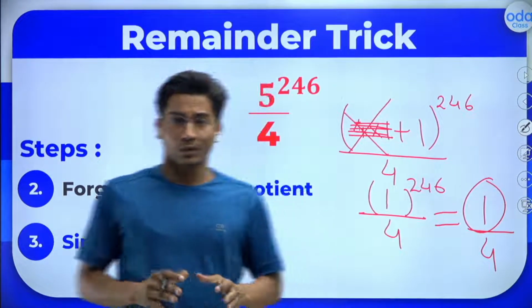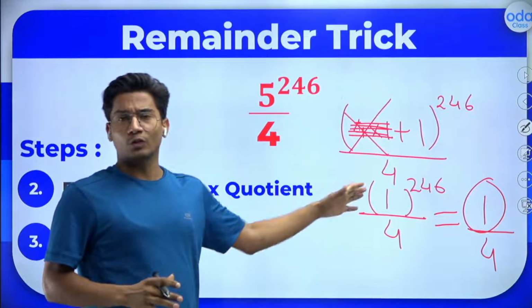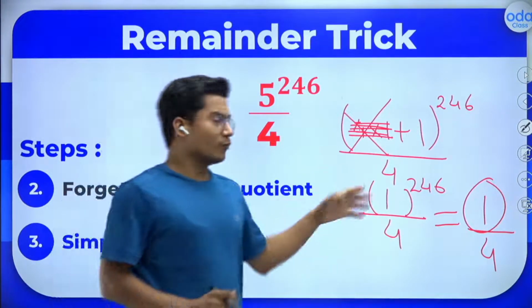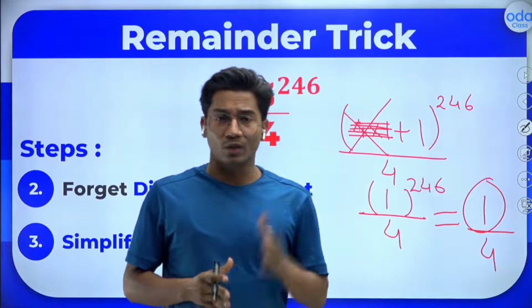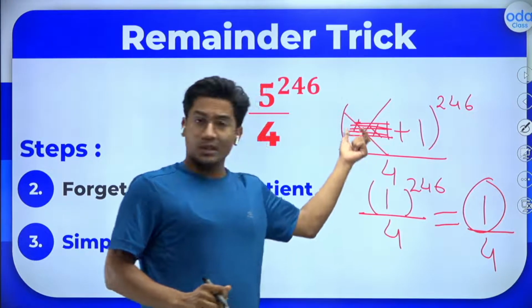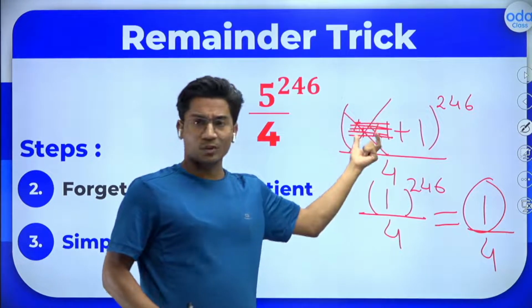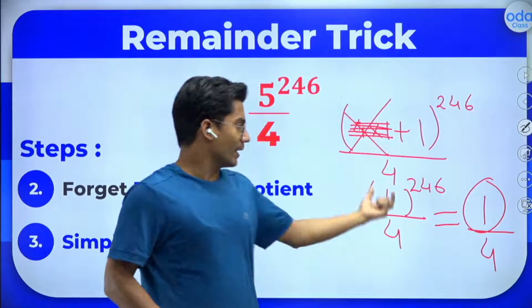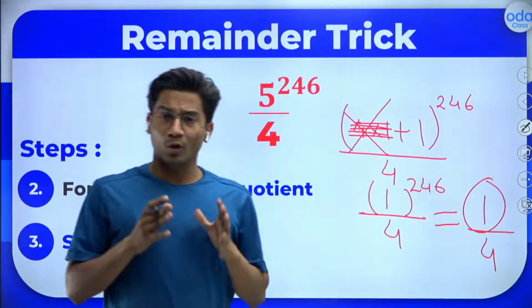I hope all of you have enjoyed it, right? So this is just a two-step solution. You don't need to do anything else. First step, represent the numerator with the help of divisor into quotient plus remainder. The moment you write it in this form, just forget about the divisor part. Whatever is the remainder, write it there and get the answer. So very easy solution. I hope all of you have got it.